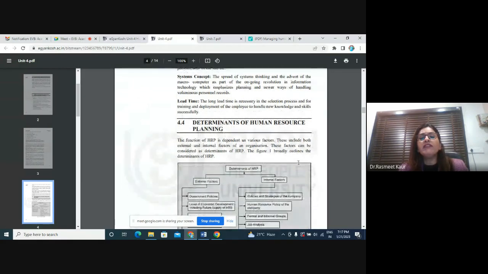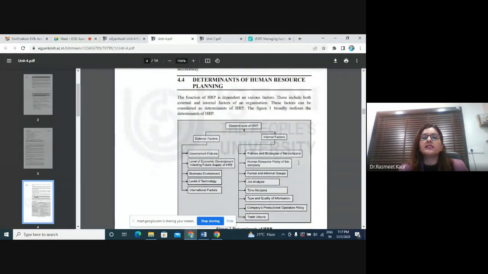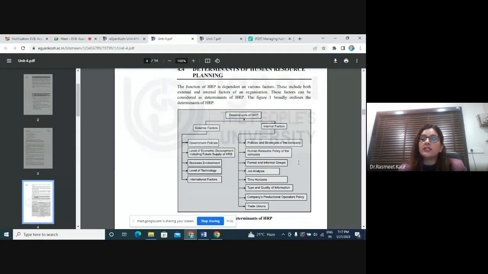So when we do HR planning, there are certain very important determinants which play a very important role. We have partially talked about it yesterday. I would quickly talk about it today because we have many other areas to cover. If you can see right now, it is talking about external and internal factors.